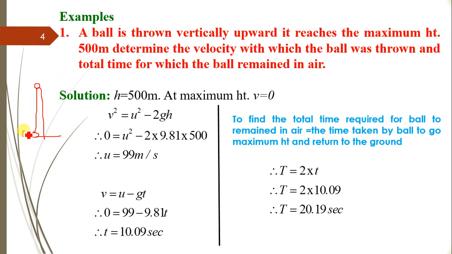So again it is said that it reaches a maximum height of 500 meters. Here let's consider this is the initial position of the ball, A, and this will be the maximum position of the ball where it reaches, B, and then after that it will come down to the ground, C. Here it is asked to determine the velocity with which the ball was thrown and the total time for which the ball remains in air. So here the ball is thrown with an initial velocity u, which we have to determine, and the maximum height up to which the ball reaches, h, is given as 500 meters.